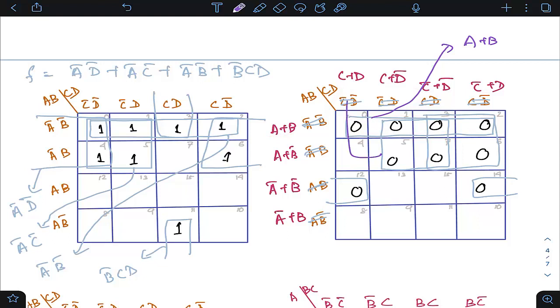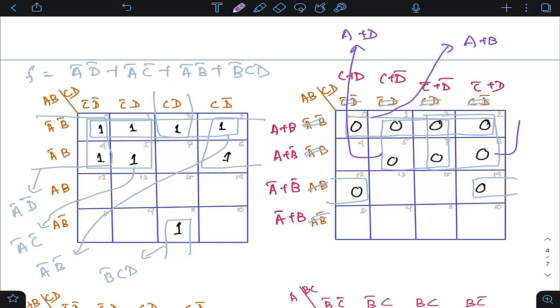So for this quad, I'm saying about this quad. This is under these two rows and these two columns. So from the column you can see d bar is constant, and from the row a is constant. So you get a plus d bar. From the row you get a, from the column you get d bar. All right.